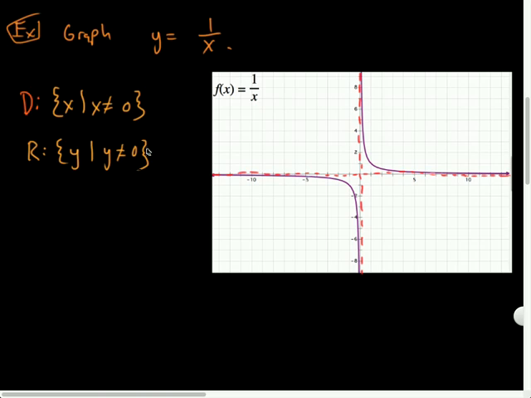And now for the range, that actually is going to take a bit more analysis. But before we go any further, these red lines actually have a name.